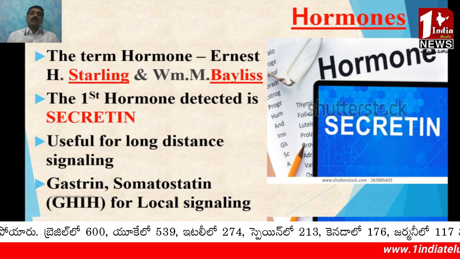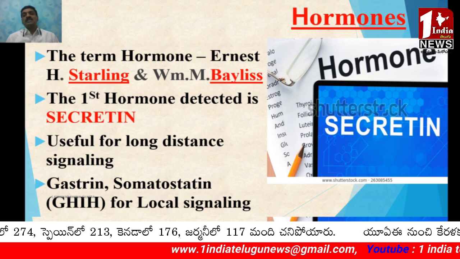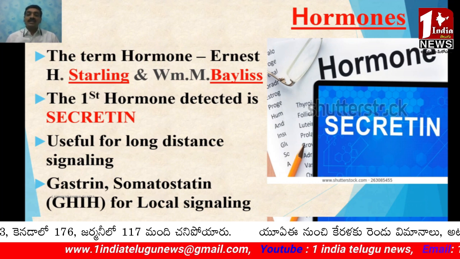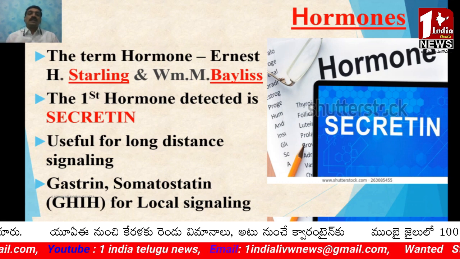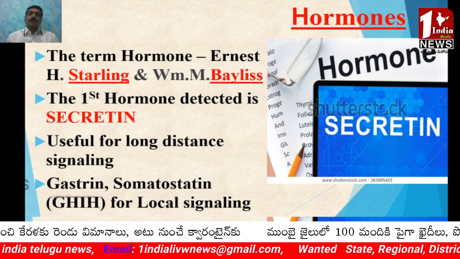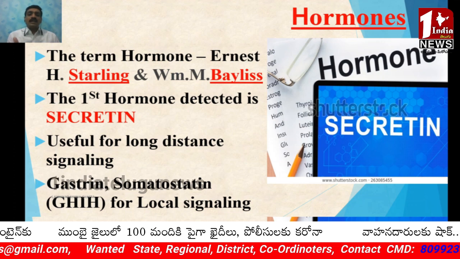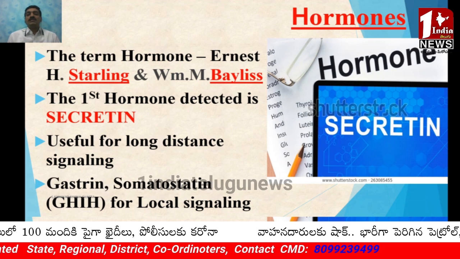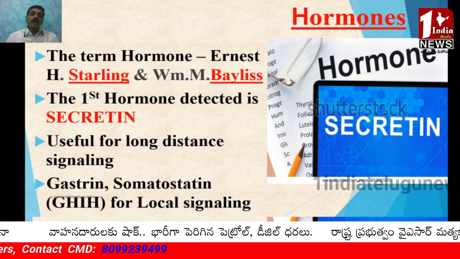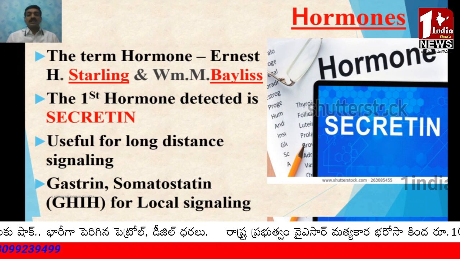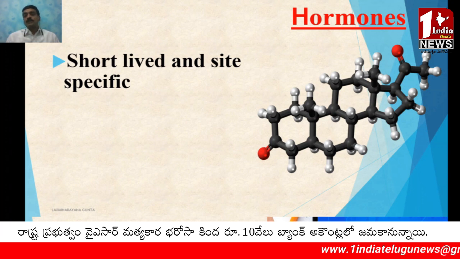Even though hormones are meant for long distance signaling, some hormones like gastrin and somatostatin are meant for local signaling. Take for an example gastrin, which is secreted by the walls of the stomach and also some amount by the walls of the duodenum. This hormone acts there at the stomach itself. Similarly, somatostatin, also called growth hormone inhibiting hormone, is meant for local signaling. And these hormones are short-lived and site-specific.